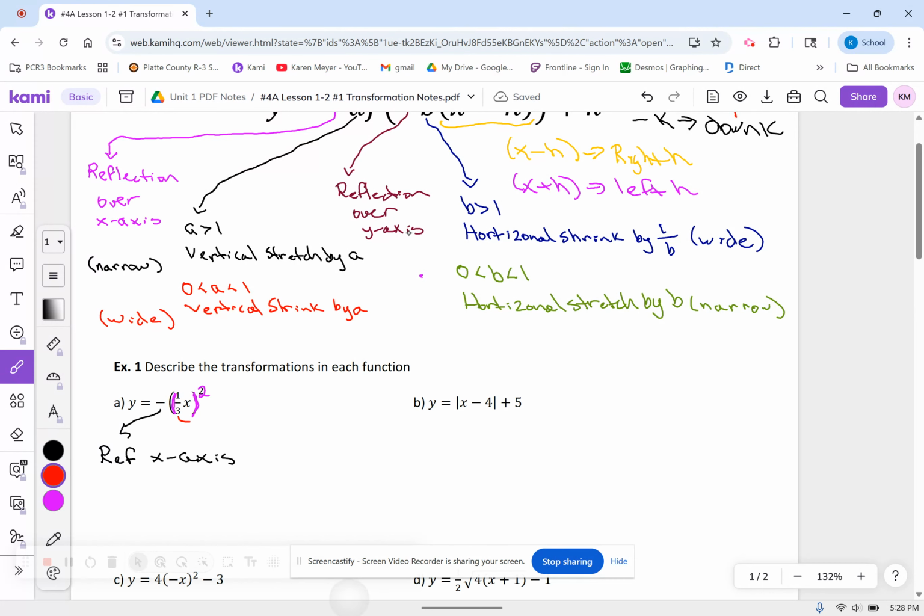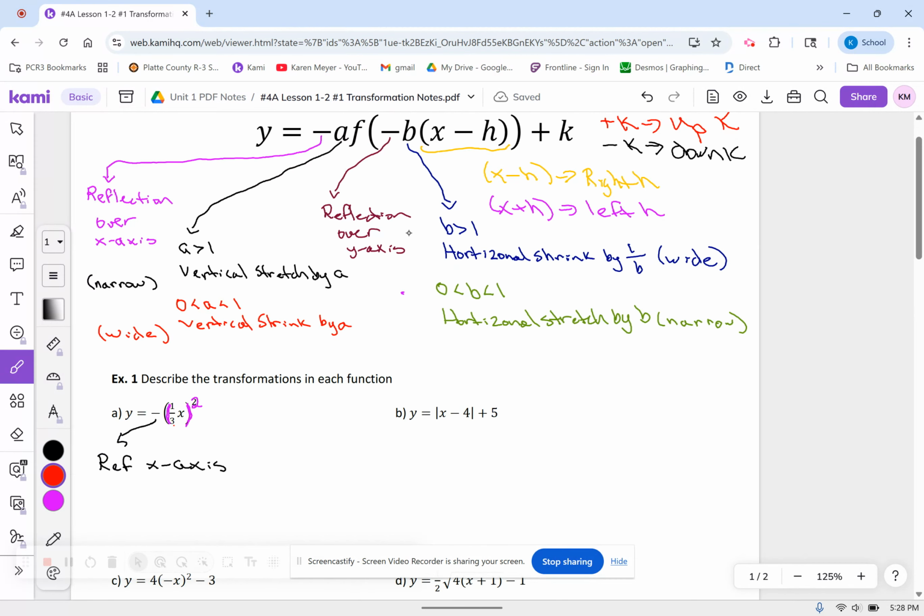Okay, the next thing I notice is I have this 1/3 that's in front of x. And you should notice that the 1/3 is inside the parentheses. So that looks like the letter B, because you'll notice here the letter B is inside of a parentheses. So currently my B is 1/3. 1/3 is between 0 and 1. So that would be a horizontal stretch.